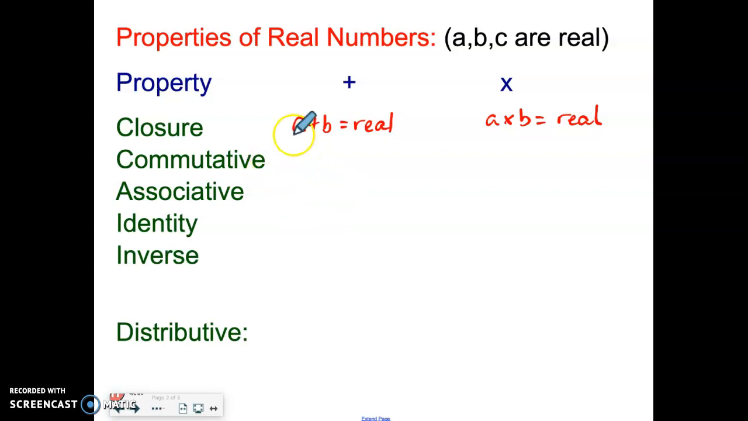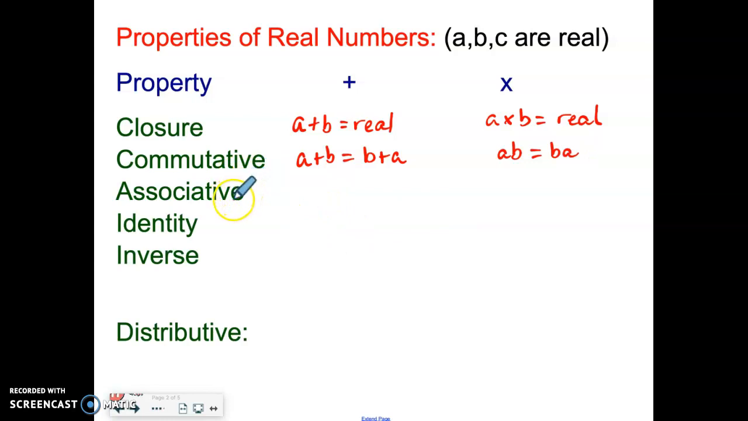Then I have the commutative property. The commutative property says order doesn't matter. So for addition, A plus B is the same as B plus A. Or for multiplication, A times B is the same as B times A.